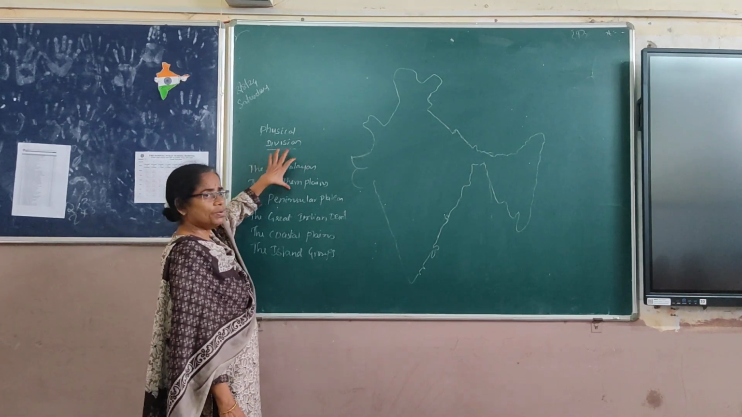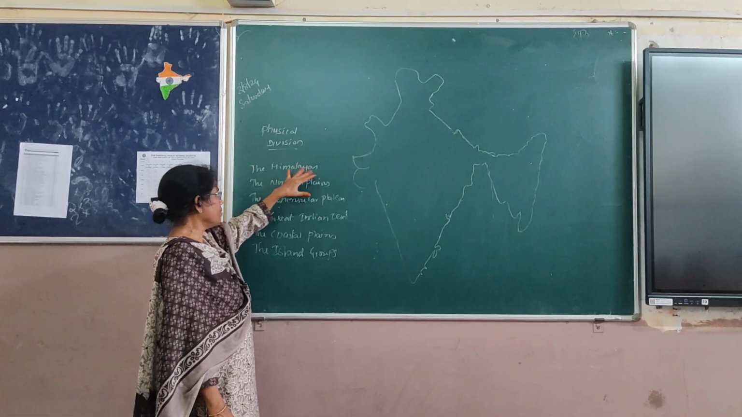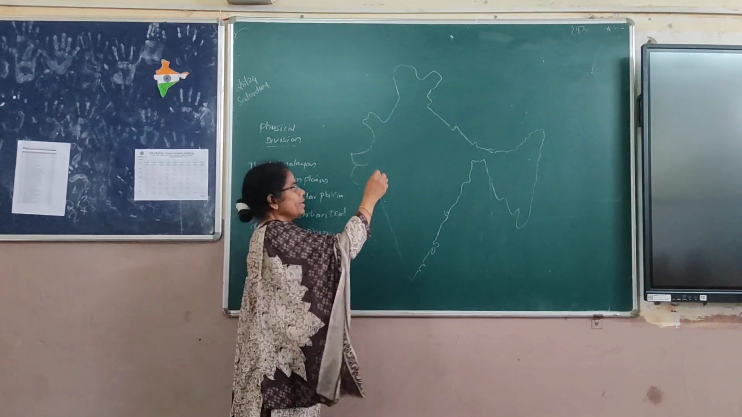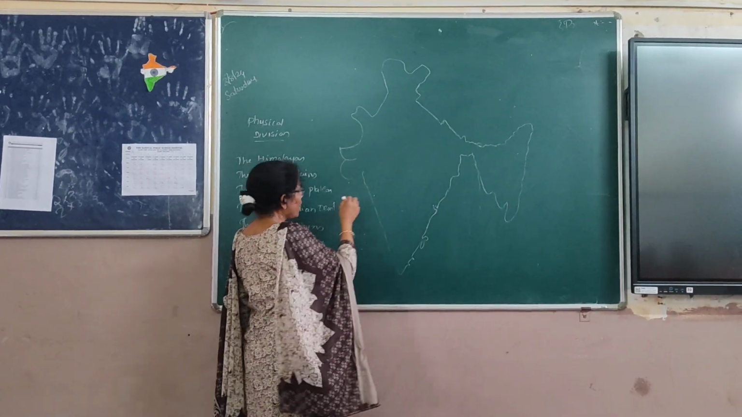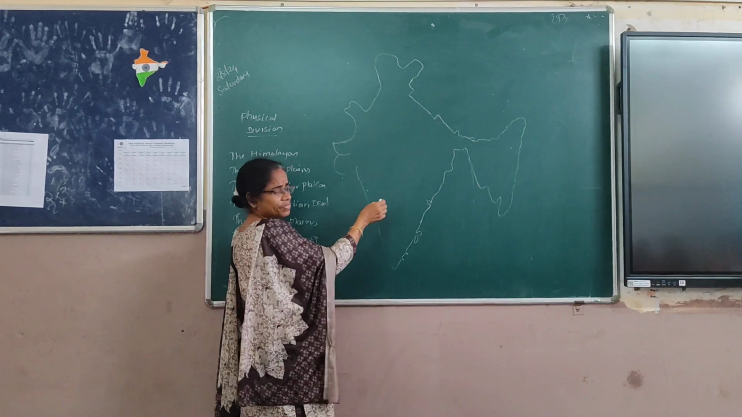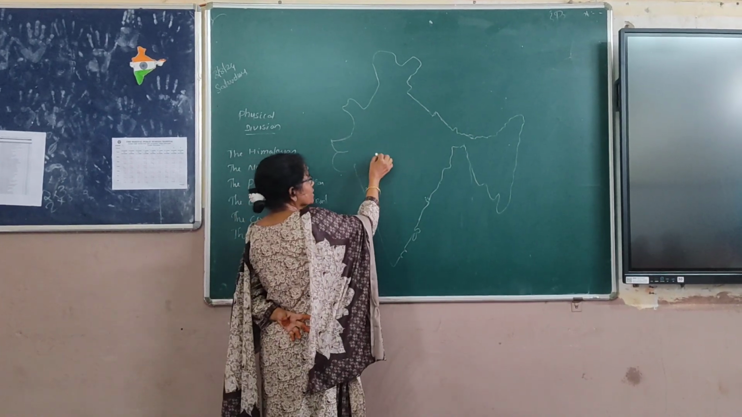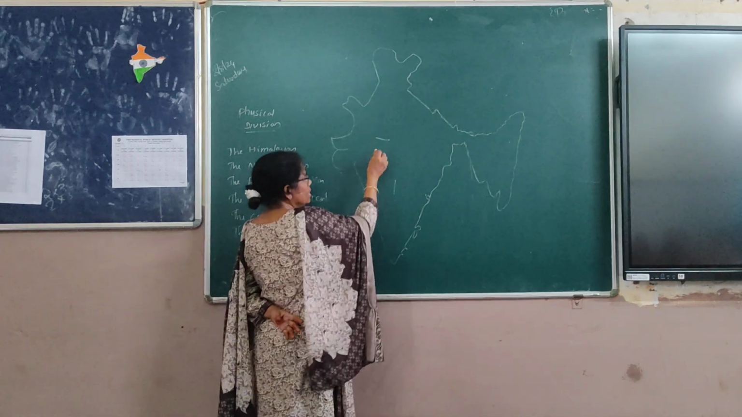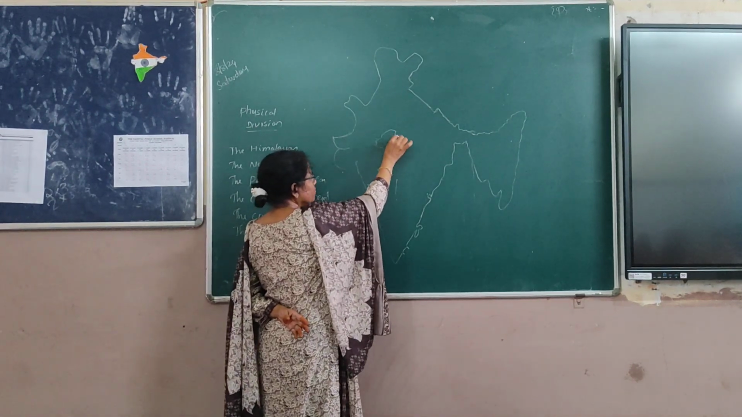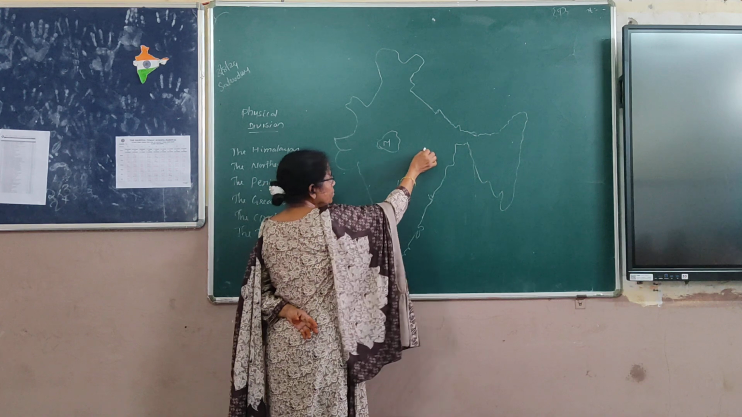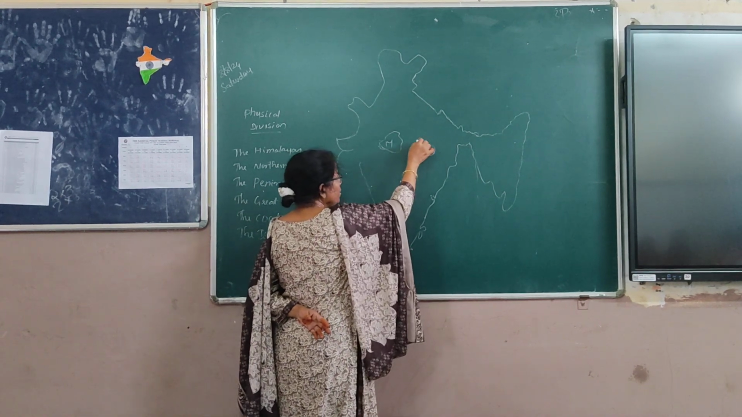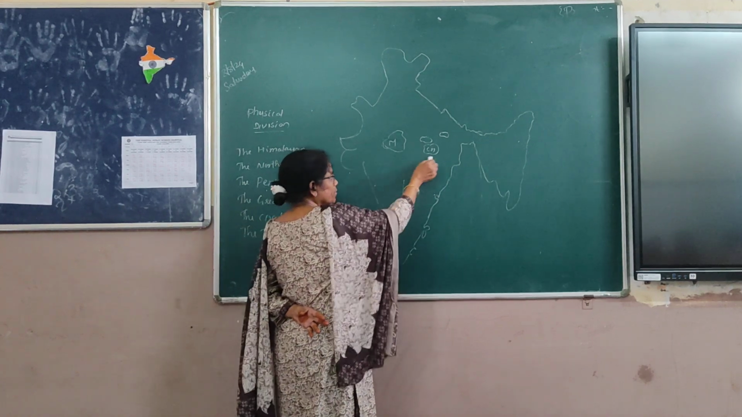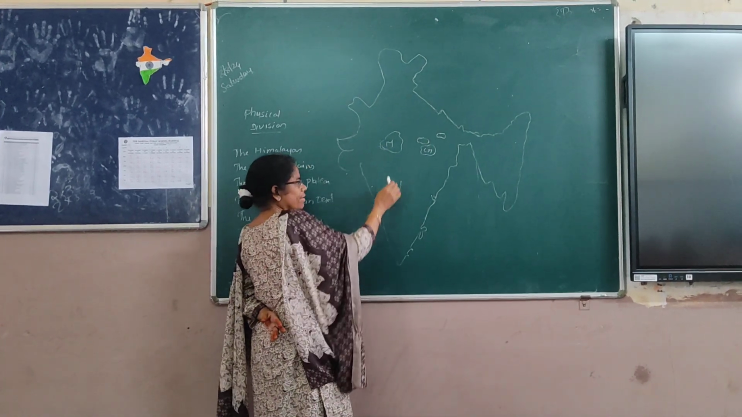Already we have discussed the physical divisions of India, the Himalayas and the northern plains. Now we have to discuss the peninsular plateau. The peninsular plateau is the third division of the Indian physical divisions, spread across the central region and the southern region. The central part comprises the Malwa plateau, the Chota Nagpur plateau, Bundelkhand and Baghelkhand. This is all together called the central region.